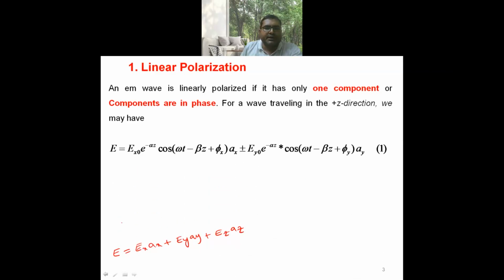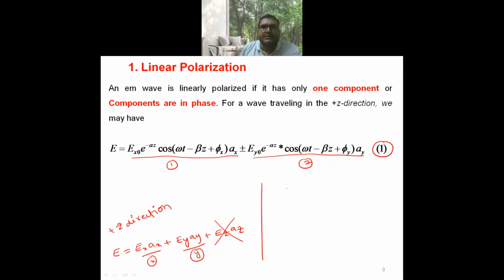Consider a plane wave traveling in positive Z direction. For a plane wave traveling in Z direction, there is no field component along the direction of propagation. The two field components are present, one along X axis and another along Y axis. The field component along X axis is the first term, and the field component along Y axis is the second term, given in equation 1.